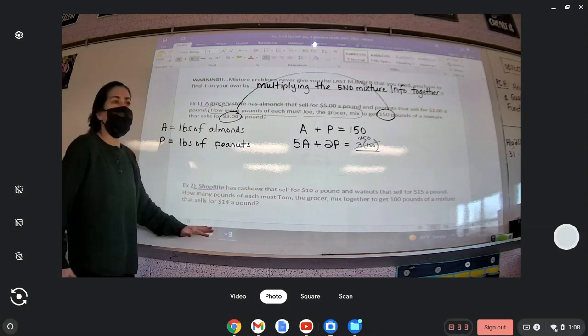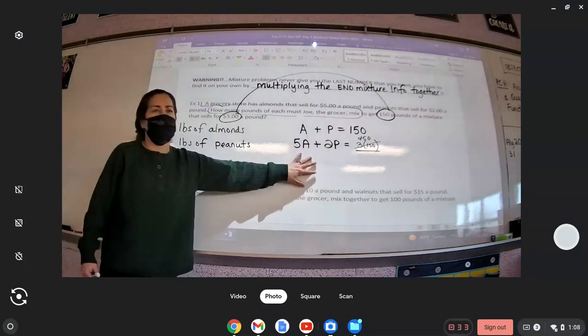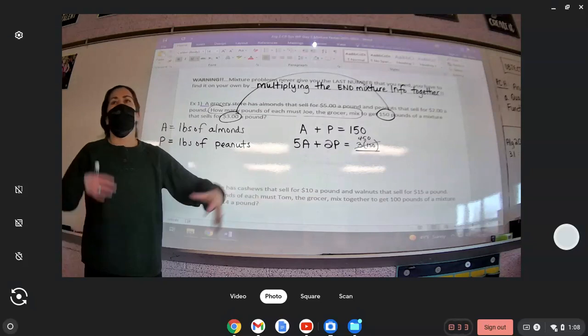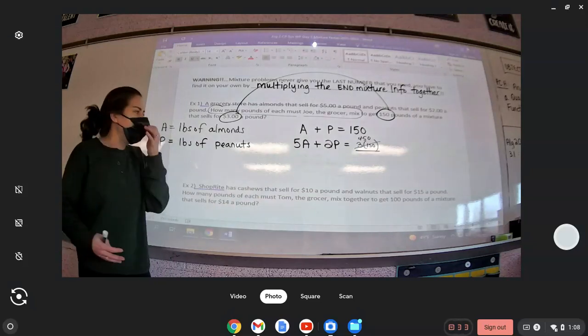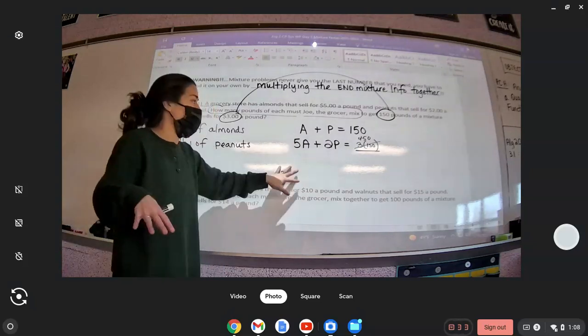All right, let's go down to example 2. I had all the other classes solve this because it's a pretty easy one to solve, because I want to kind of get you in the mode of solving again, but if this fire drill is going to happen, I want to go on.